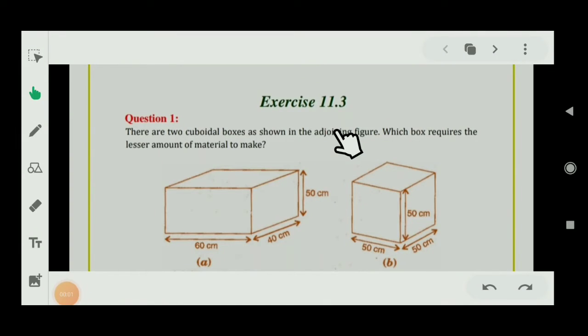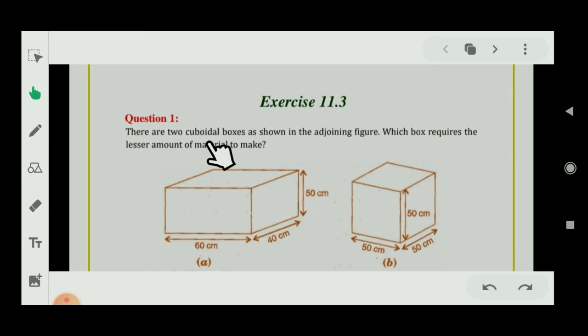Hello students, today I will start exercise number 11.3. Before I start the questions of exercise 11.3, students, you have to prepare each and every formula from chapter number 11. Let's see question number 1.